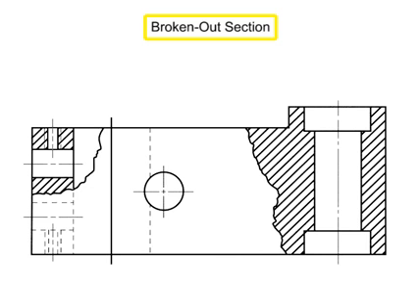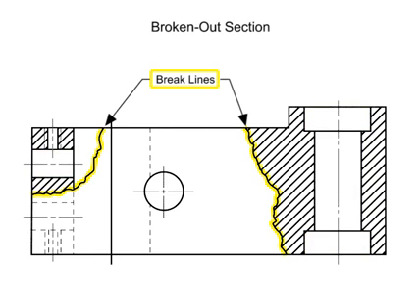Broken out sections are used to show the interior details of a specific feature of the object. A small portion of the part is sectioned to show interior details. A freehand break line is used in lieu of a cutting plane line to indicate a broken out section. Typically, hidden lines are omitted from the broken out section view. Additionally, the section is not shown in a separate view. Instead, the original part is drawn as normal and the section appears in the regular view.